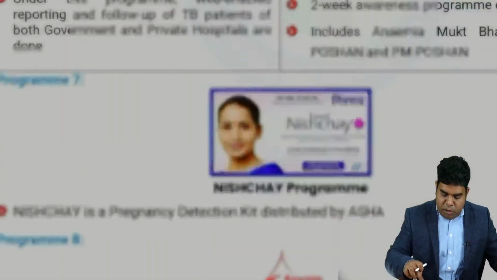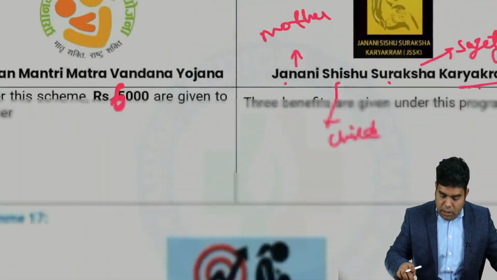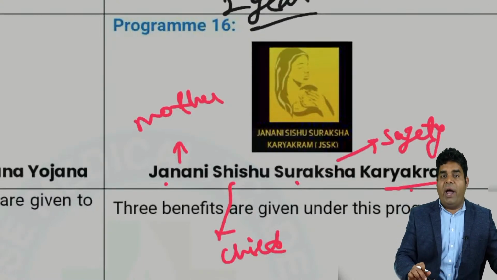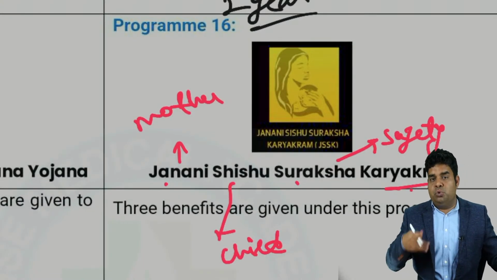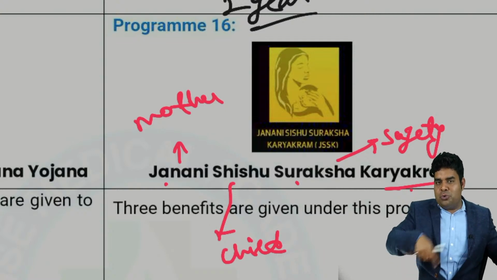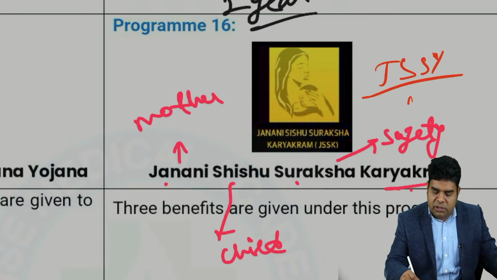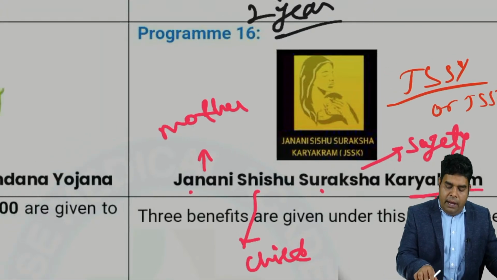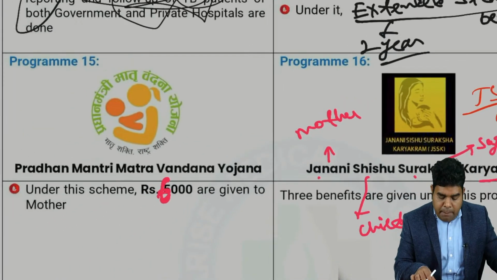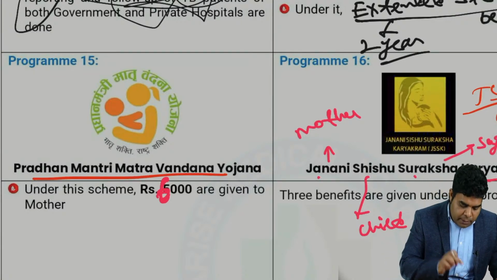Then let's revise the other programs with mother and child together. Kilkari was one. If it is yellow color mother, yellow color child, that is JSSY or JSSK, Janani Shishu Suraksha. Shishu means infant, and the infant keeps on doing susu. So due to susu, this is yellow. You can remember like that. So yellow color mother and child is JSSY or JSSK, same thing. If it is incomplete mother and child, we have already discussed, this is Pradhan Mantri Matru Vandana Yojana, under which 6,000 rupees is given, because this program is incomplete, so the logo is incomplete.